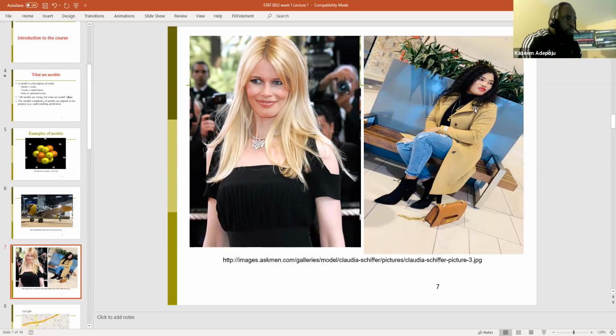This is a picture of my wife right here, because she likes fashion. That's a model. She's not a statistician. These people are not statisticians, but they are modeling. You don't need to be a statistician to be modeling. It now depends on the kind of models that you actually want to do.